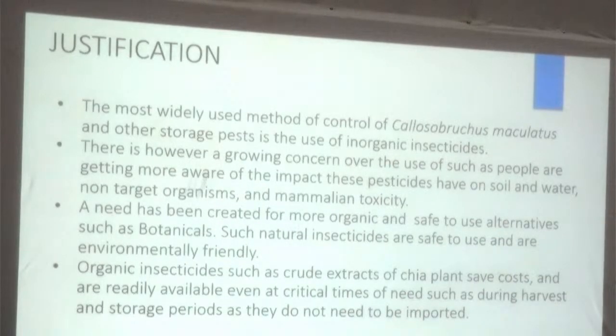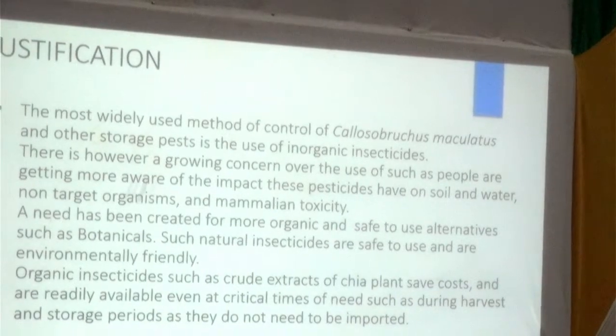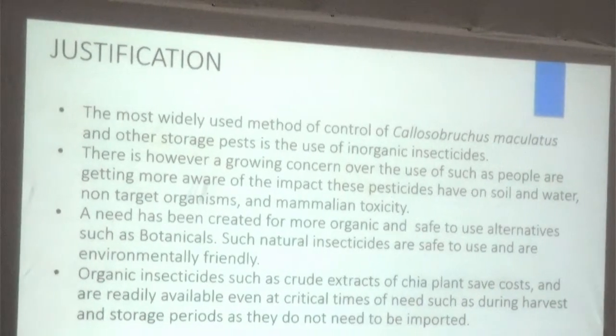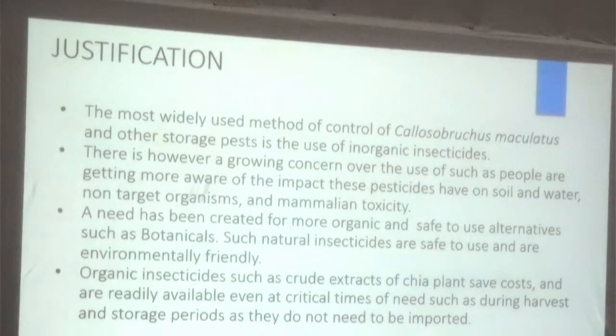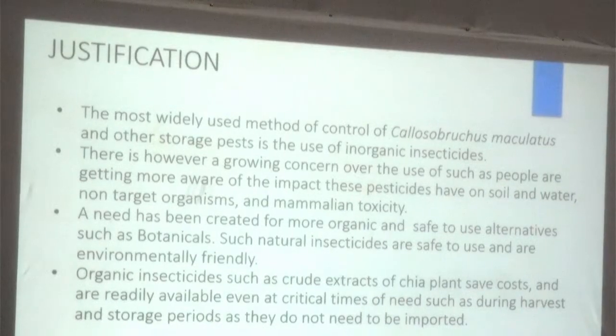So under justification, the most widely used method of control of not only Callosobruchus maculatus, but other storage pests is the use of inorganic insecticides, which apart from being inorganic, they also have a very long residual effect. There is, however, a growing concern over such use, as more and more people are preferring more organic products, more biodegradable, more safe to the environment, less toxic to mammals.